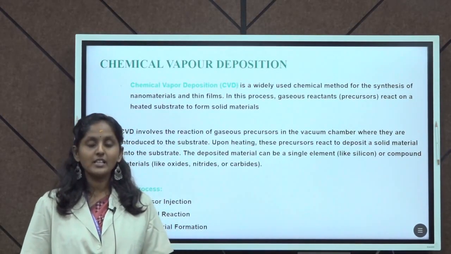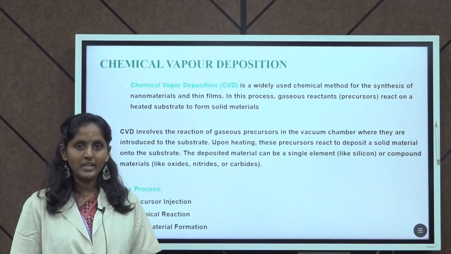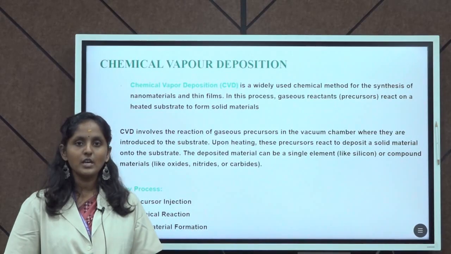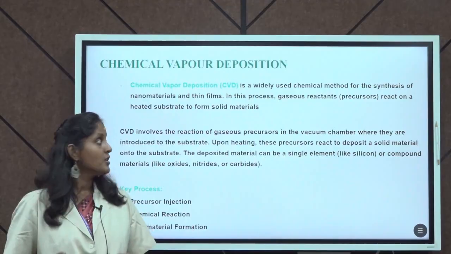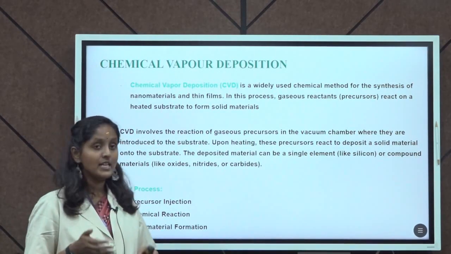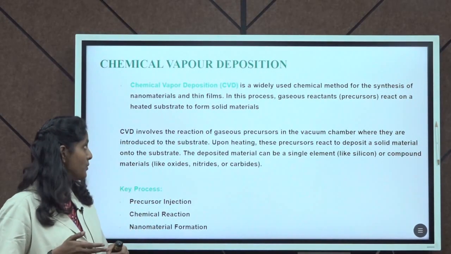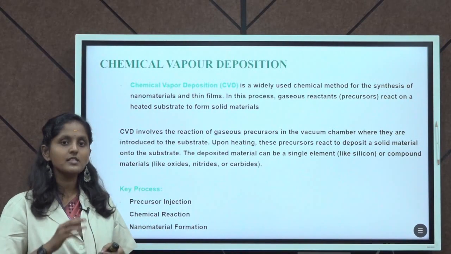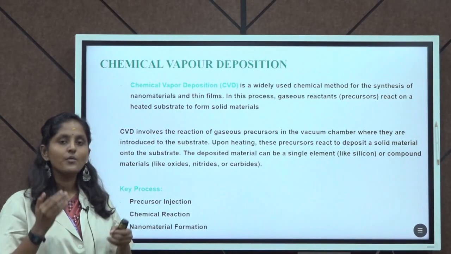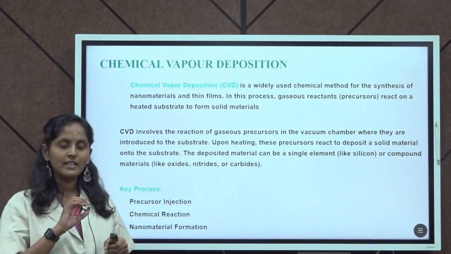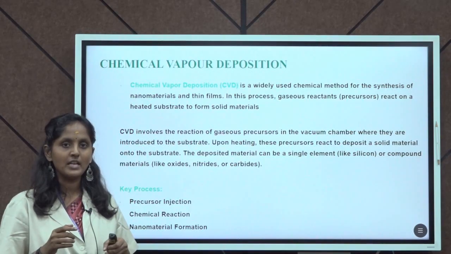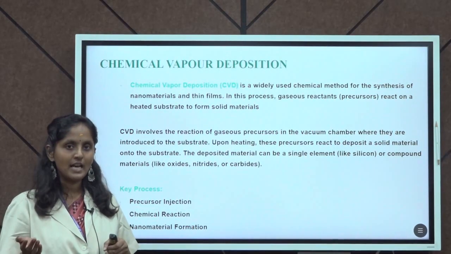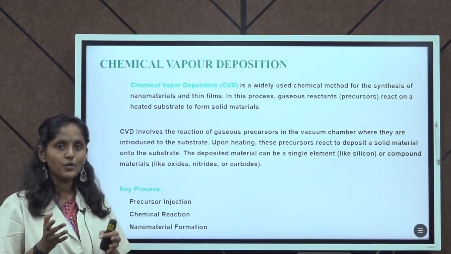Next is chemical mediated nanomaterial synthesis. Here we are going to see about chemical vapor deposition. So, chemical vapor deposition is a widely used chemical method for the synthesis of nanomaterials and thin films. In this process, gaseous reactants or precursors are introduced into a vacuum chamber where they react with the substrate and form a thin layer of nanomaterial, and the byproducts are removed from the gas outlet. So, this is the overview of the process.